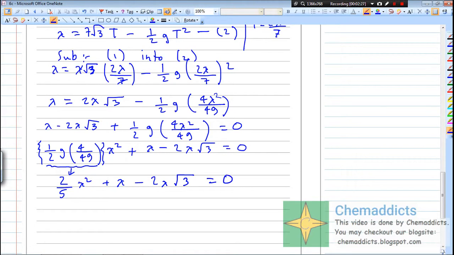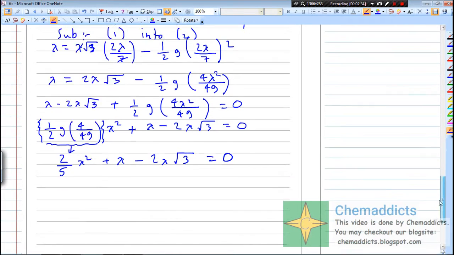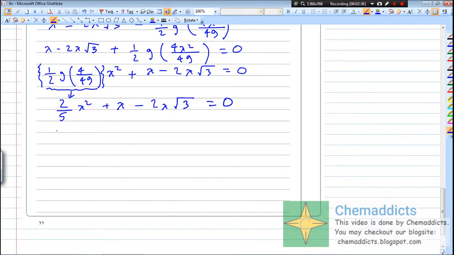Since there is lambda everywhere, here we have lambda square and here we have lambda, so we can take lambda common. If we take lambda as common, we will end up with something like this: lambda times 2 by 5 lambda plus 1 minus 2 root 3 equals to 0. So in here we have lambda equals to 0.